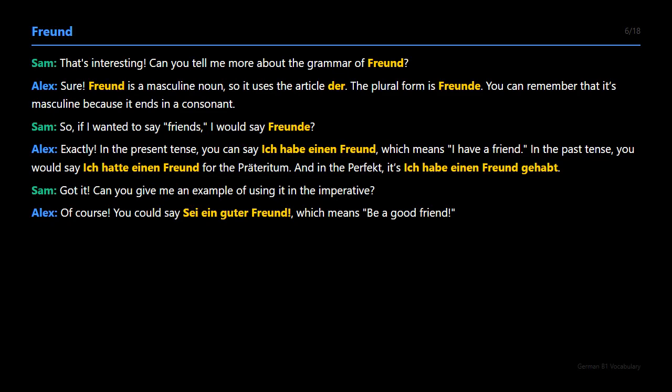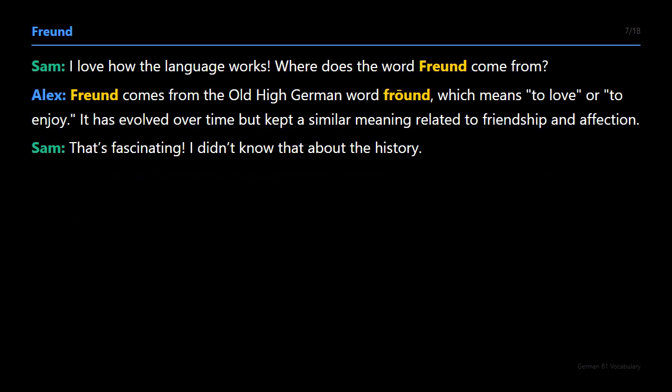I love how the language works. Where does the word Freund come from? Freund comes from the Old High German word Friunt, which means to love or to enjoy. It has evolved over time but kept a similar meaning related to friendship and affection. That's fascinating. I didn't know that about the history.